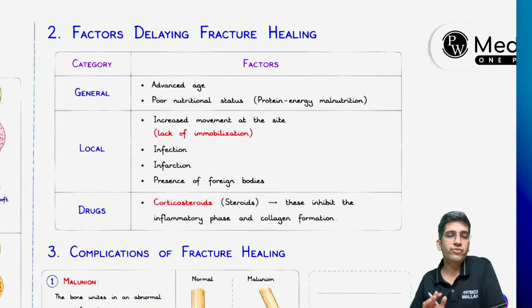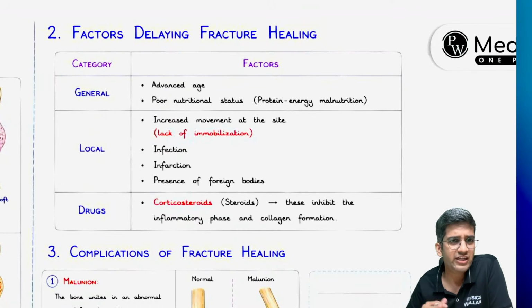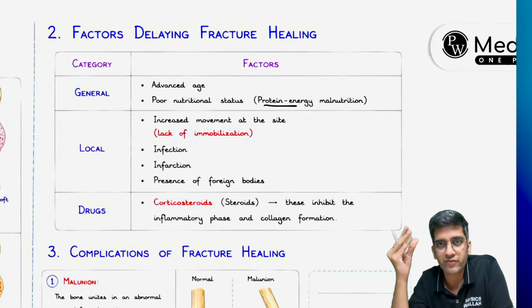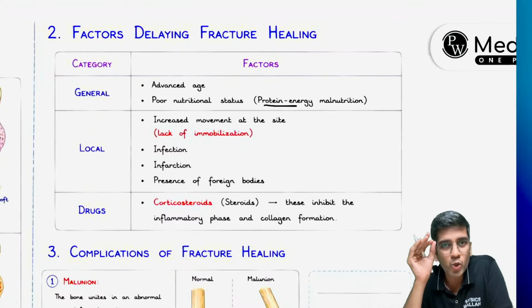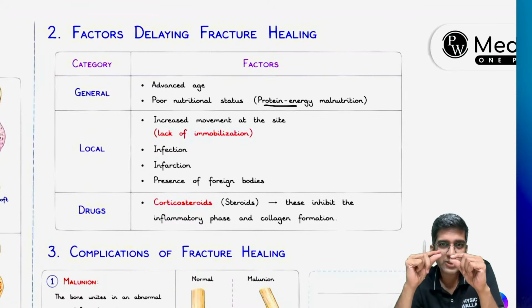Okay. Now, factors which can delay fracture healing, right? Age definitely delays fracture healing, and poor nutritional status. Generally, if the person is weak, it will definitely delay fracture healing, right? Local sites, micro movements. See, micro movements are okay for me.